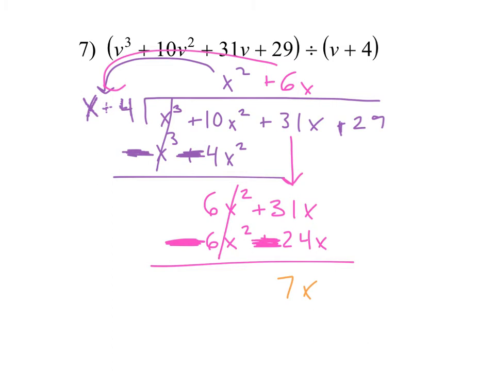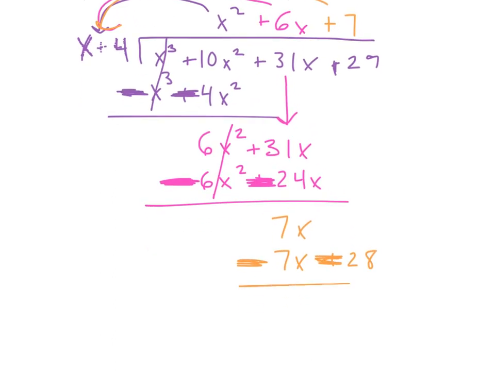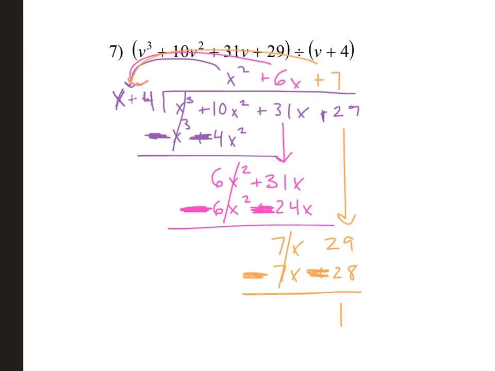What do we do next? Awesome. What times x gives us 7x? That would be 7. What do we do next? Multiply. So 7 times x? 7x. And 7 times 4? 28. What's next? Change the sign. What happens to the 7x's? Cancel. What's 29 minus 28? 1. What do we do with that 1? That's our remainder. So this is our answer.